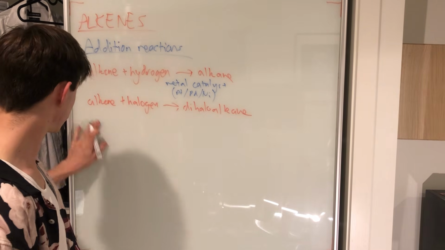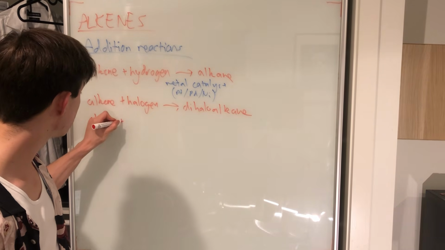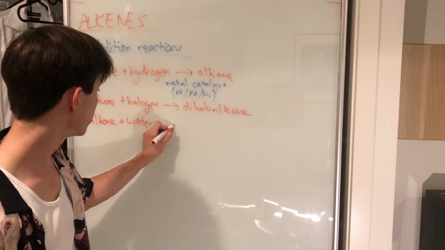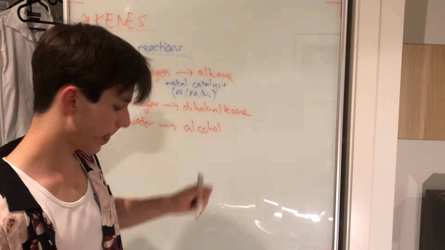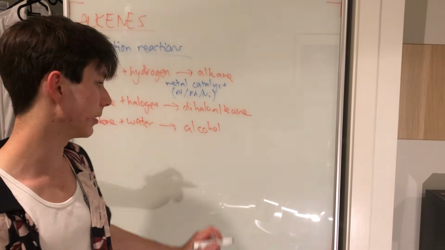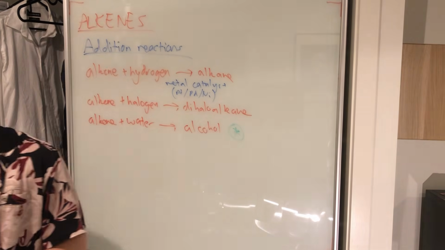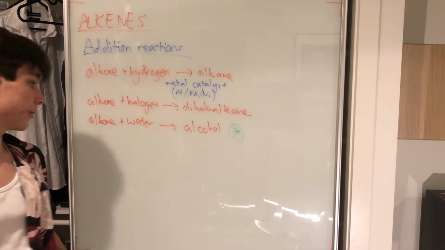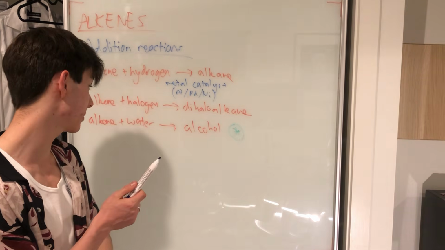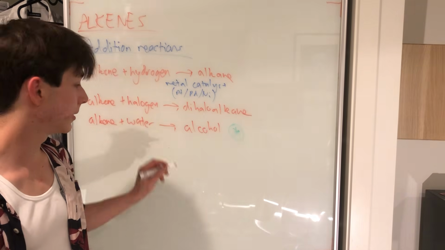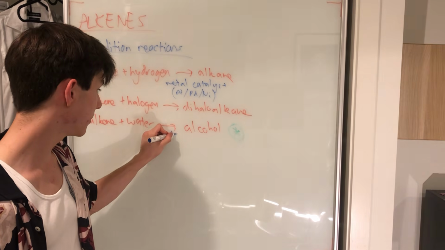So alkene plus water gives you alcohol, but it will give you a mixture of alcohols. So use Markovnikov's rule. There are a couple of conditions for this reaction to happen, and they are: we're going to need a high temperature. So high temp.